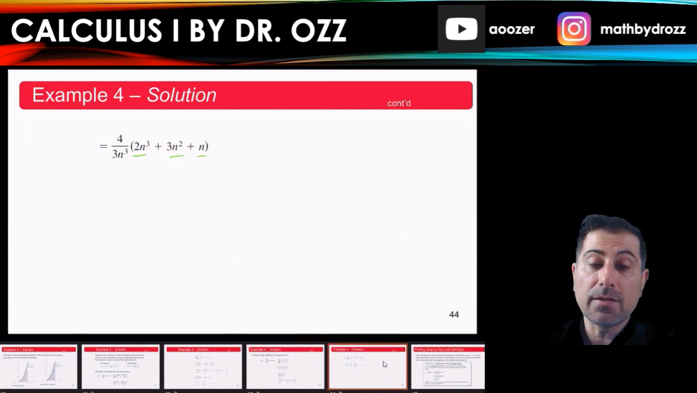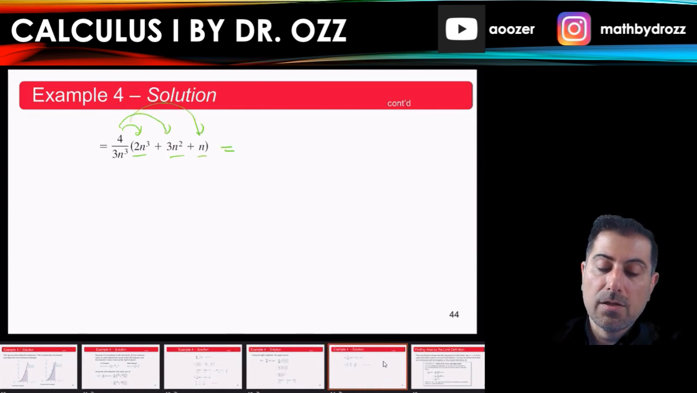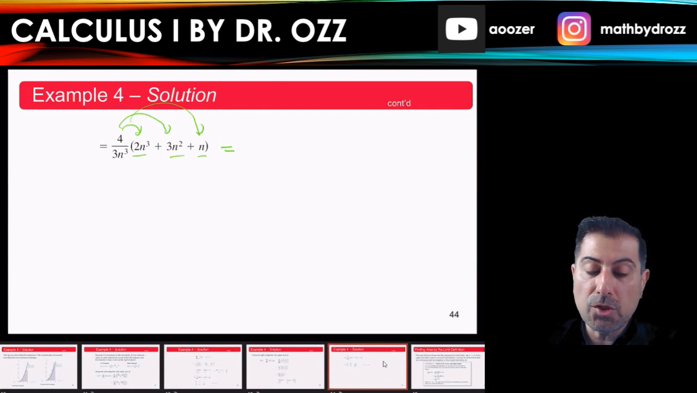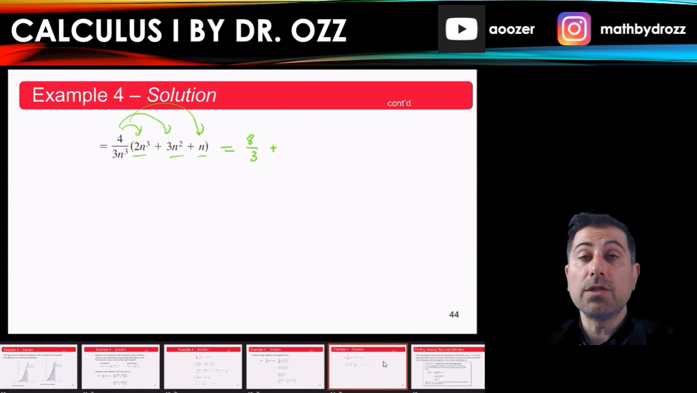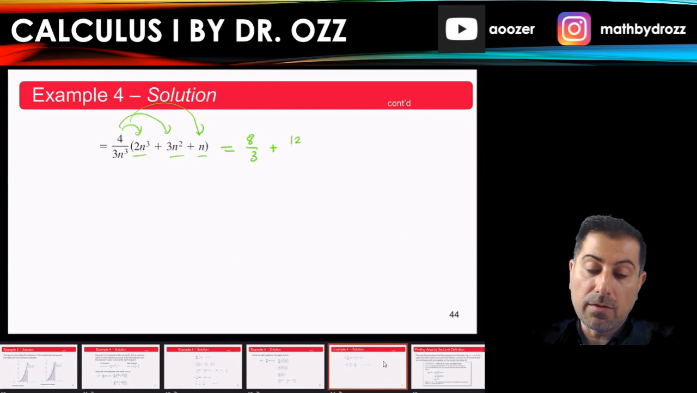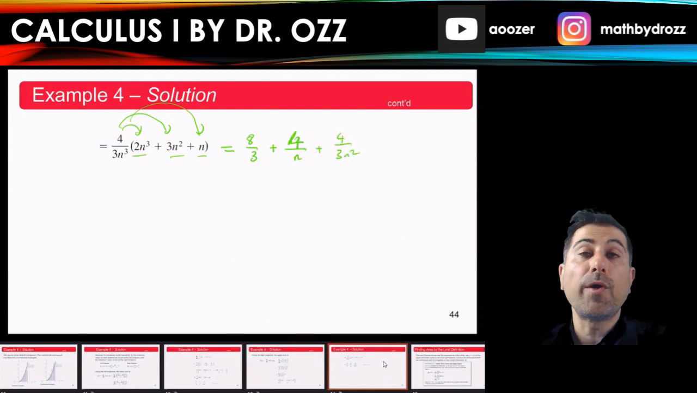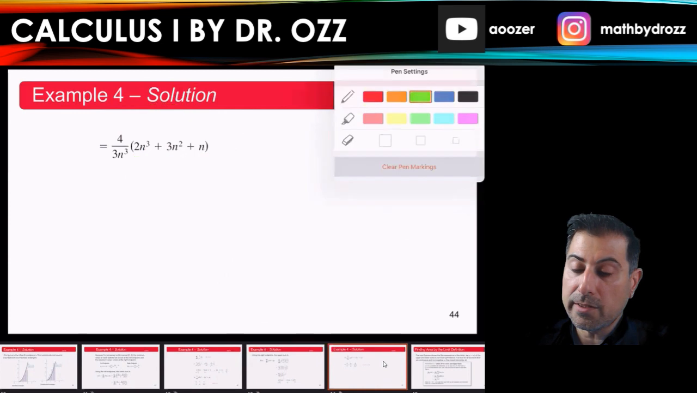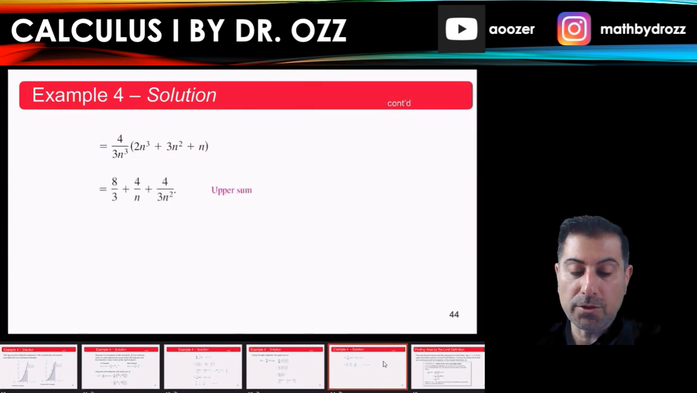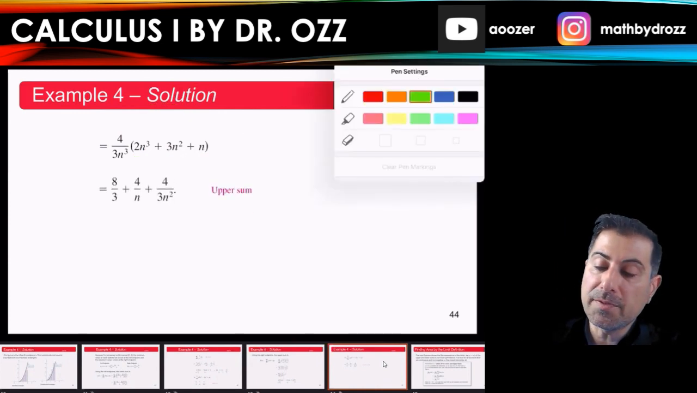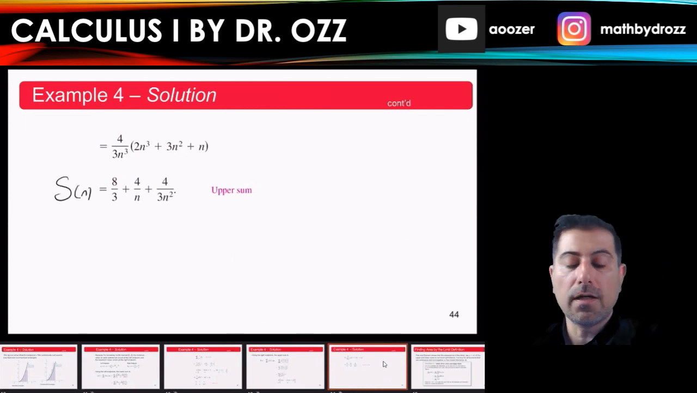And now I'm going to expand this out all the way. So 4 over 3n cubed times 2n cubed is 8 over 3, plus 12n squared over 3n cubed, that's 4 over n. And then the other one is 4 over 3n squared. Okay? So let me write this all clean in the next portion here. So the upper sum can be represented by something depending on n, okay?